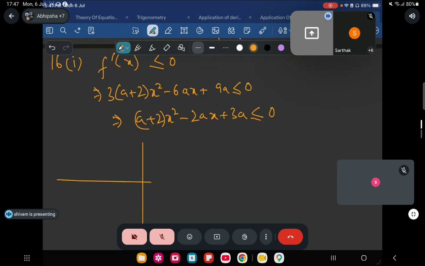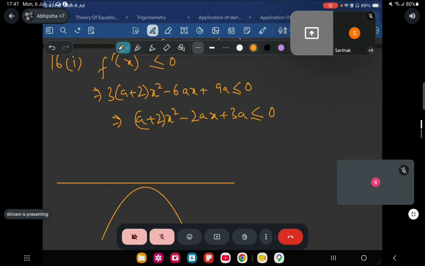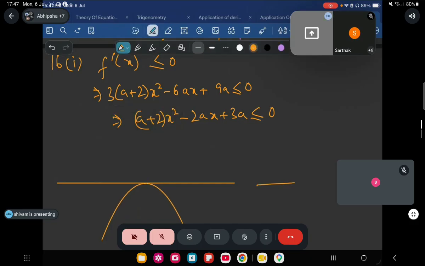It is less than or equal to 0, right? How should the parabola look? What should be the concavity? Concave downwards. Correct. So the graph might look somewhat like this, or there is another case, right? It can just touch, or it can intersect at 2 points.